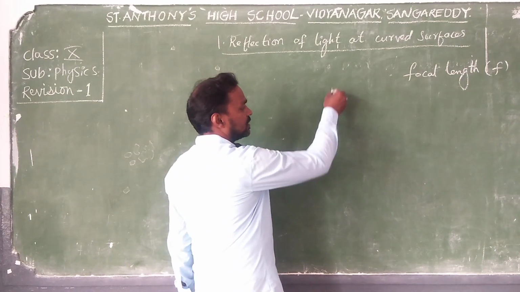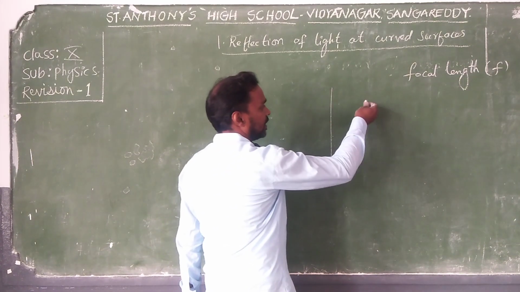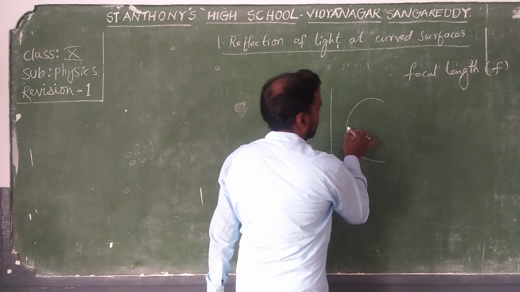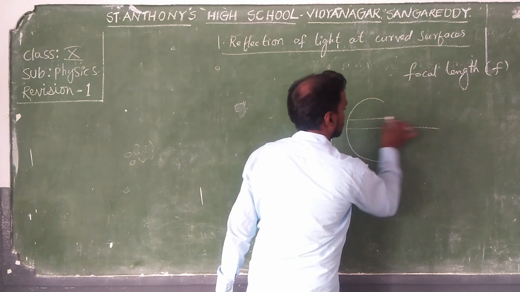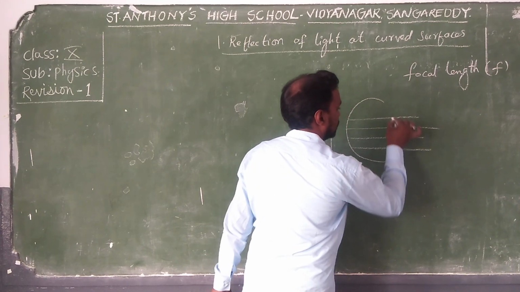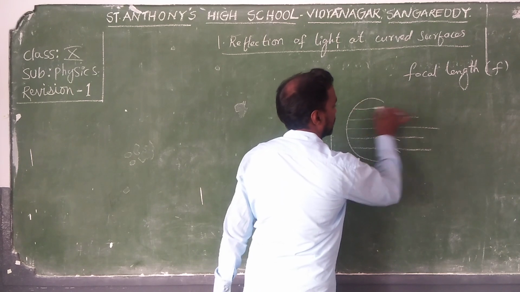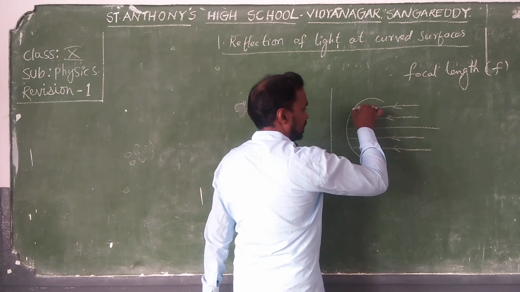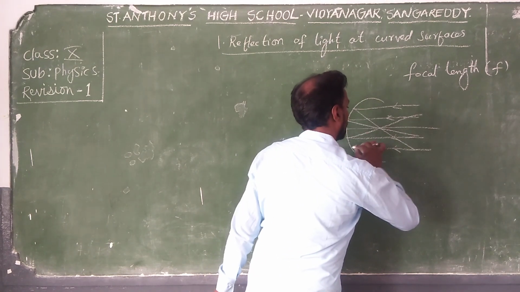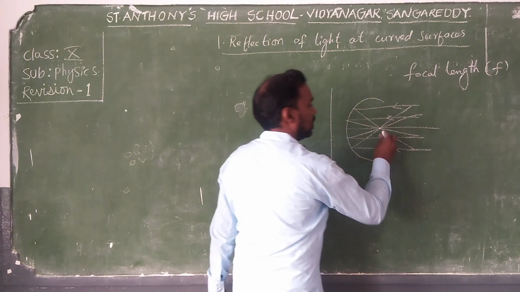If you take a plane surface and make a curve of it, what happens? See, this is the principal axis. All the light rays coming from different points will pass through only one point. This is called the focus.